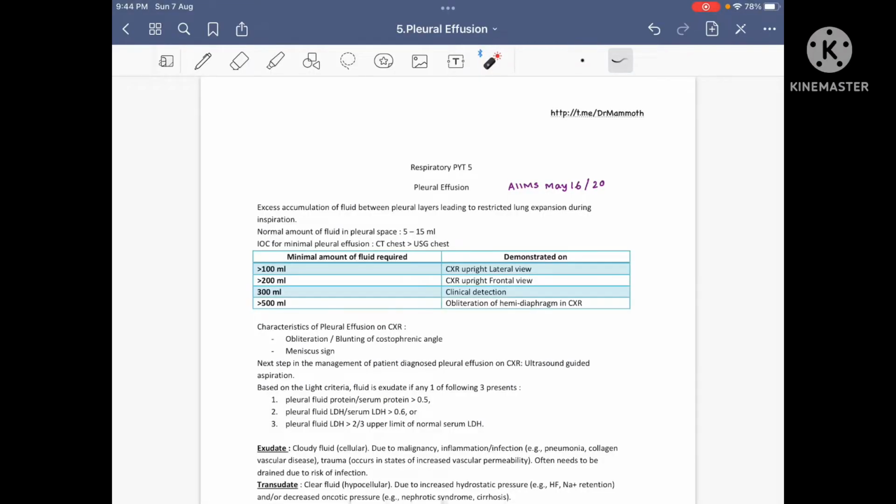Hello everyone. Today I will narrate another previous topic, pleural effusion. In AIIMS May 16 and 20, questions were asked from pleural effusion. I will explain the question and answer while I narrate the topic pleural effusion.